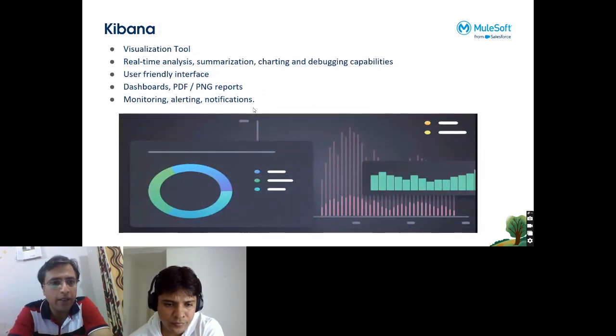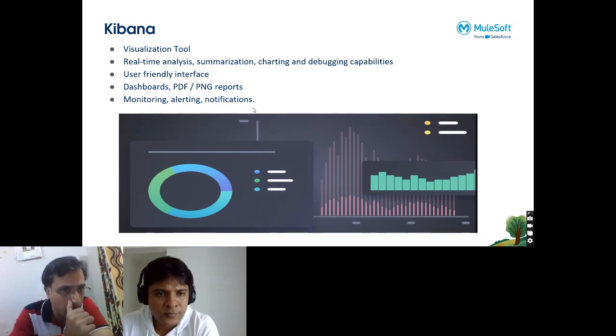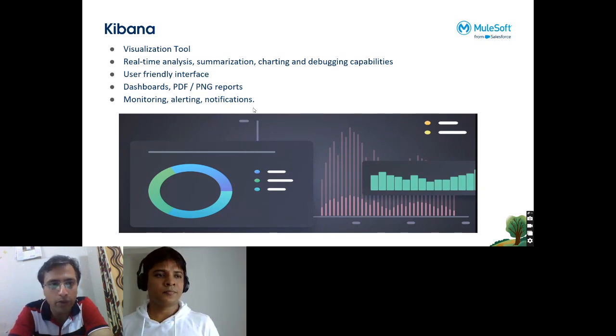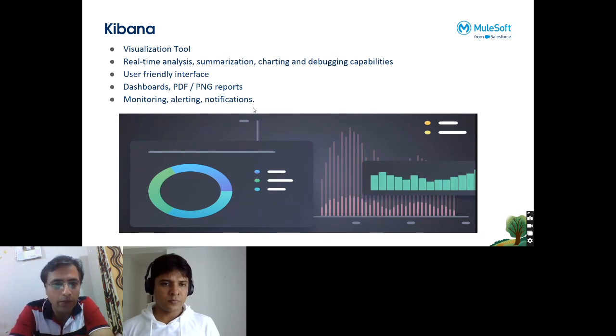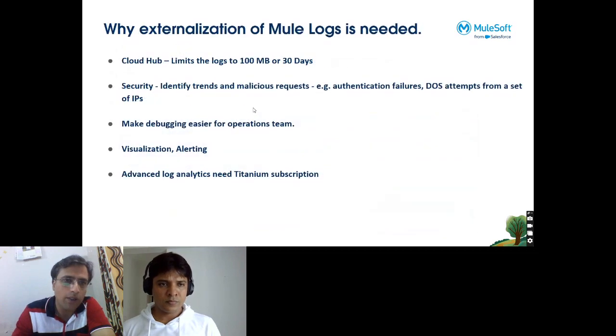And then there is Kibana, which is a visualization tool. As I told, to make more sense of the data which we have now fed to Elasticsearch, we have the Kibana tool to do real-time analysis and charting. It provides a user-friendly interface. We can get the dashboards and customize them. We can export PDF or PNG reports. We can also set up monitoring and alerting. Suppose errors are continuously getting sent to Elasticsearch, in that case Kibana can send us alerting notifications as well. So that's pretty much about the ELK.